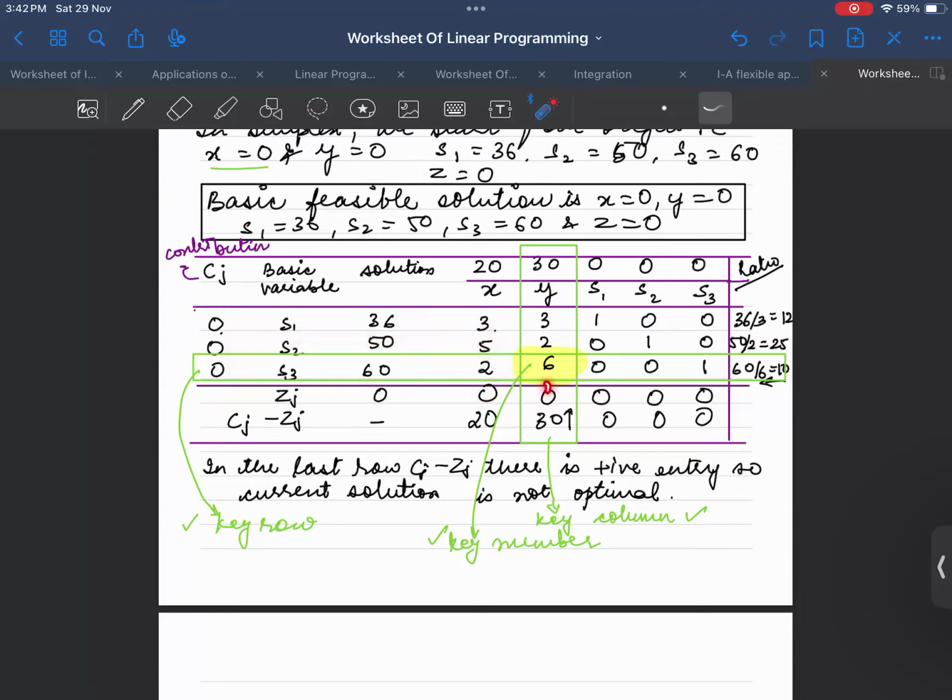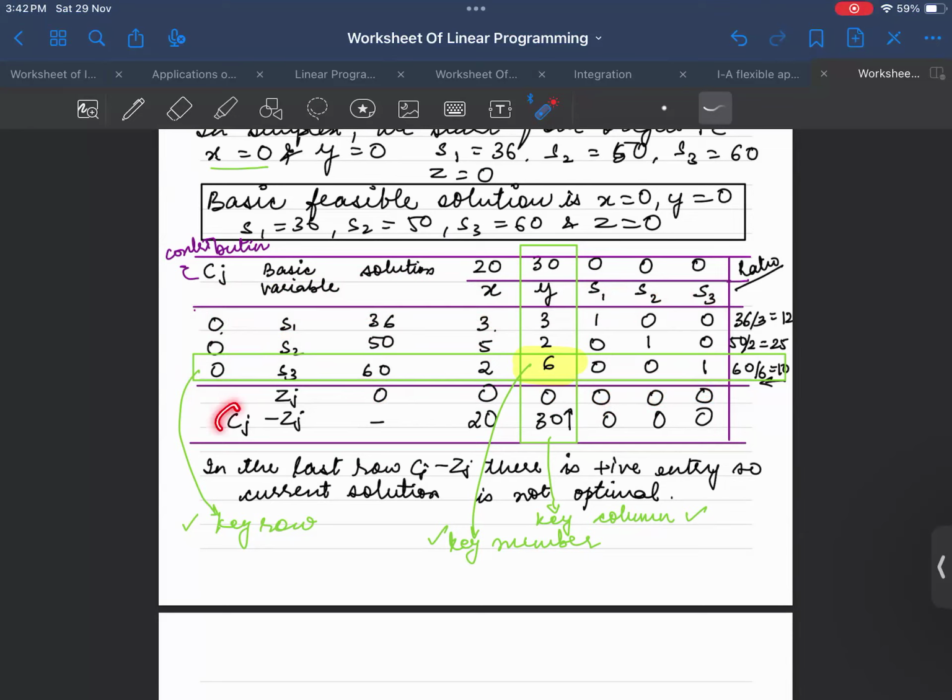The same thing for y: 3 multiplied by 0 plus 2 multiplied by 0 plus 6 multiplied by 0, so it comes out to be 0. Then for S1 we will calculate in the same way, for S2 also, and for S3. That will come out to be 0, because the coefficient here is 0.